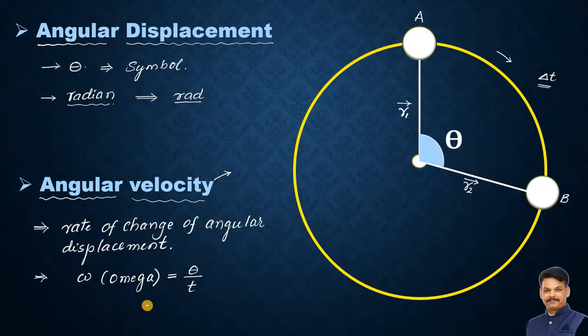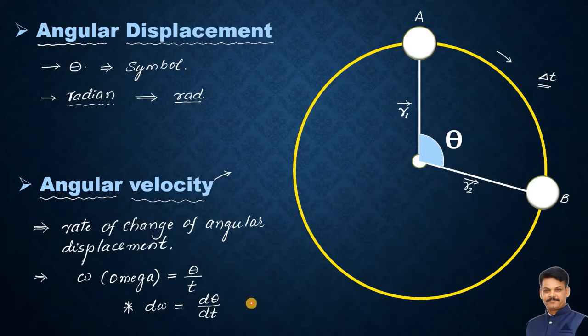If the angular displacement is very small, that is, if we want to represent d omega, then theta is represented as d theta divided by time taken as dt. So sometimes we represent it in the form of d omega is equal to d theta divided by dt. So you must remember both, right?